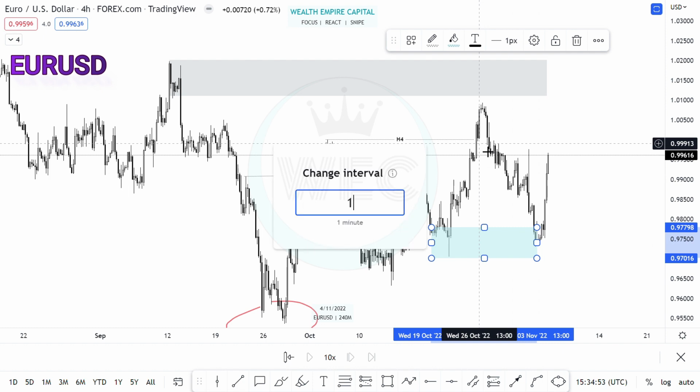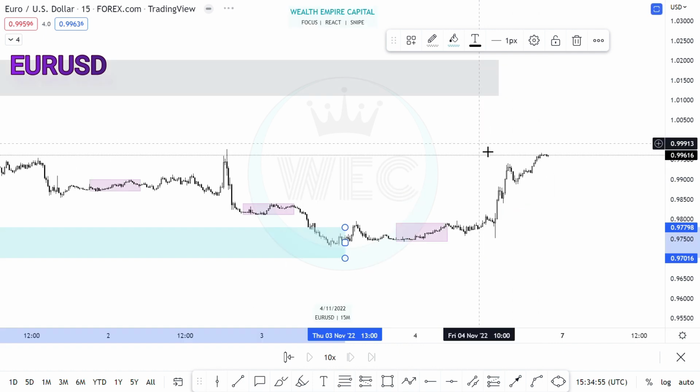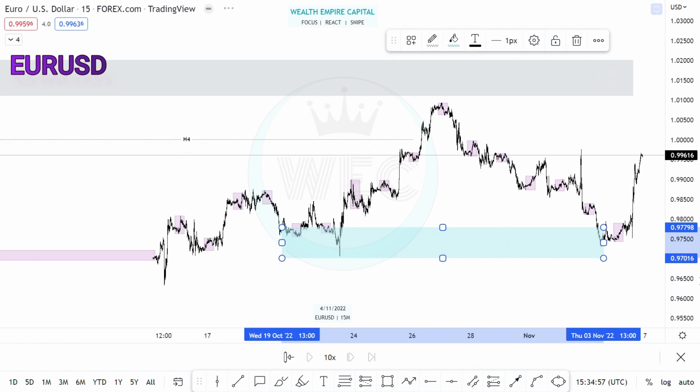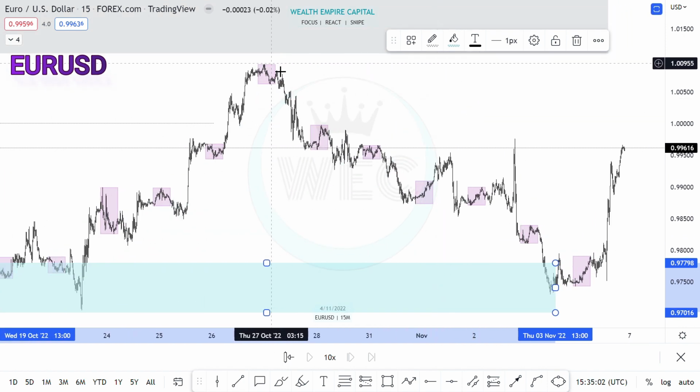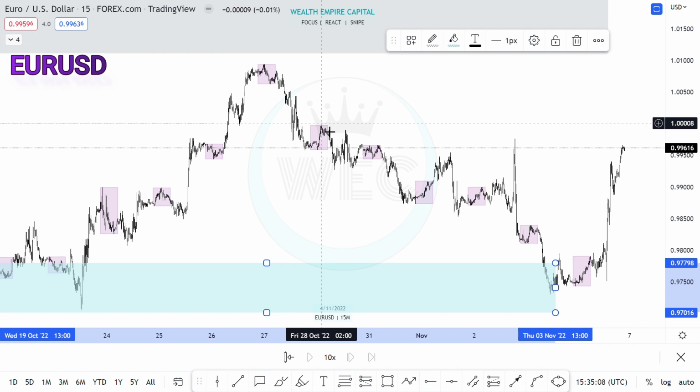Why? If I switch onto the intraday time frame, which is my M15, you're going to realize that this high of H4 is actually in confluence with an Asian high, which is liquidity. I have another Asian high right in here which has not been taken. Hence I can expect price to come all the way to the upside.